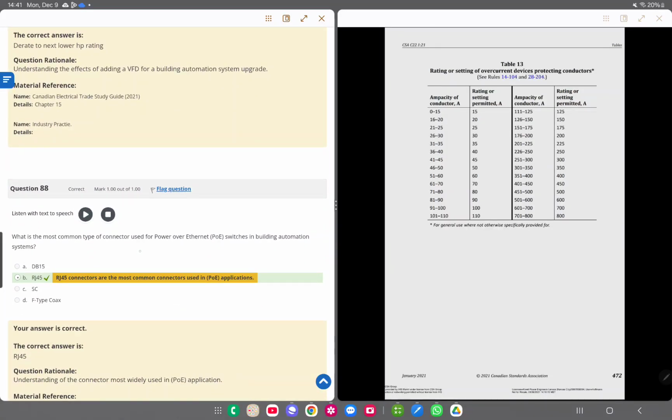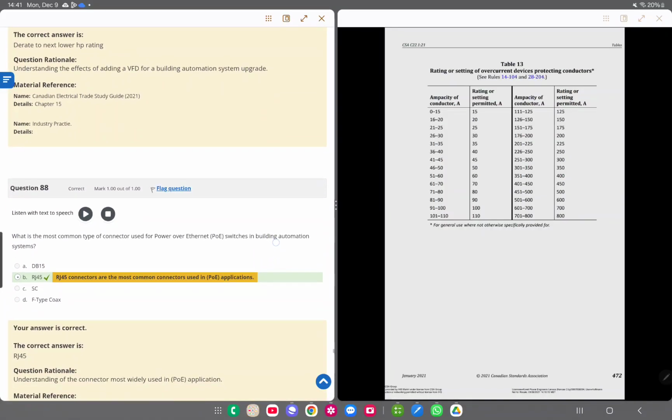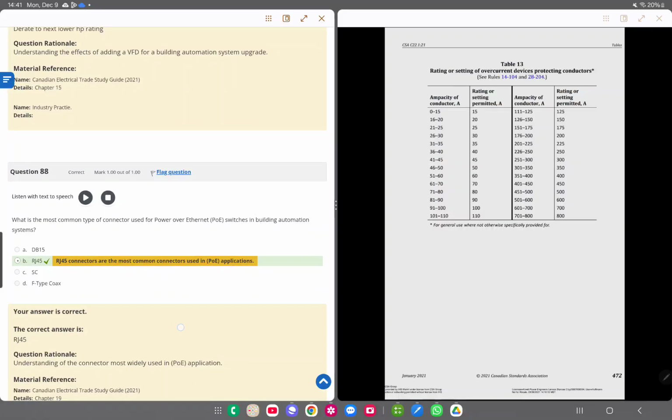What is the most common type of connector used for power over Ethernet switches in building automation? RJ45.